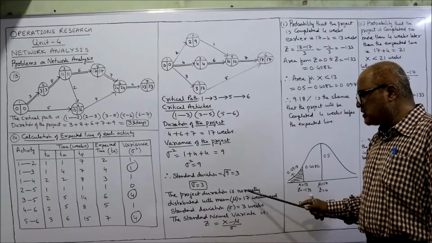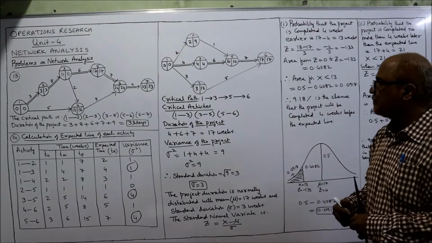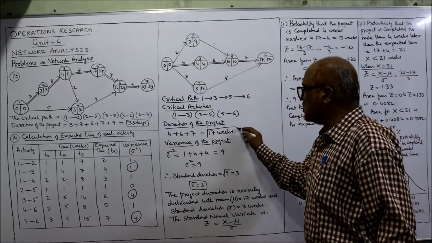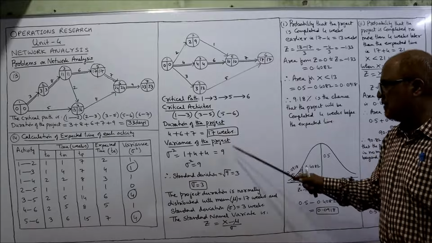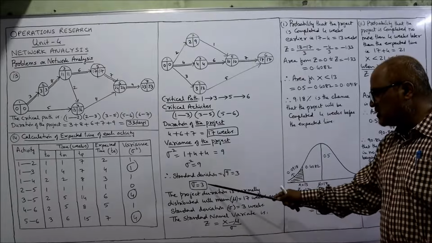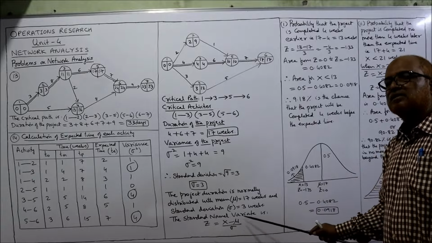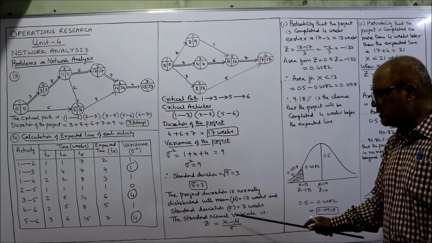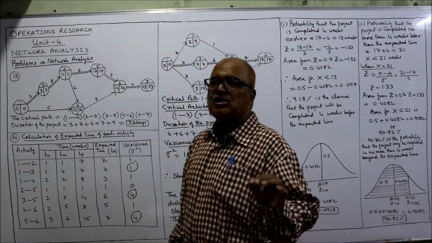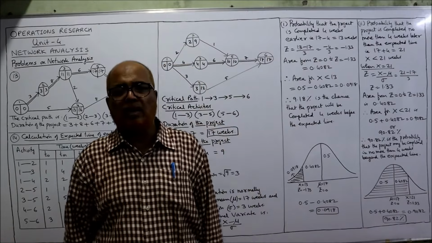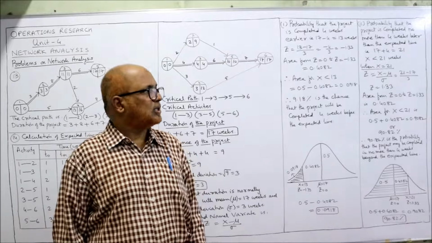So the project duration is normally distributed with mean value 17 weeks. Where is that 17? Here. The expected duration of completion is 17 weeks, and the standard deviation is 3 weeks. The standard normal variate is Z equal to X minus mu divided by sigma. This is the formula for the standard normal variate, which we require for calculating the probability. Now we'll attempt the second question, that is probability.